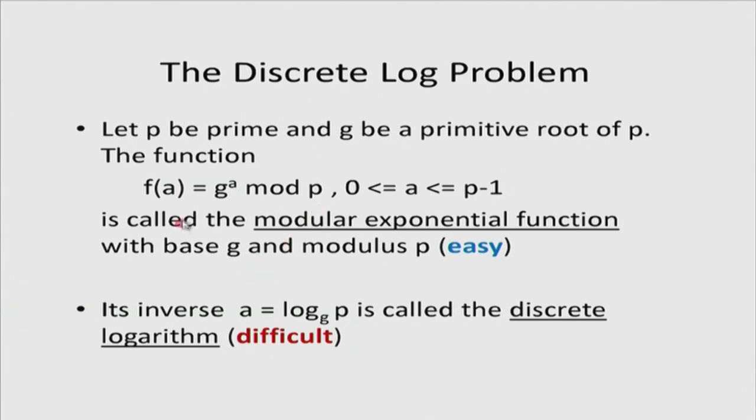On the other hand, if you were given this thing itself, so the inverse, that is log of g^a modulo p. So this reverse operation where you're given p and g and this thing and you're asked to find a is a difficult problem, and that is referred to as the discrete log problem.